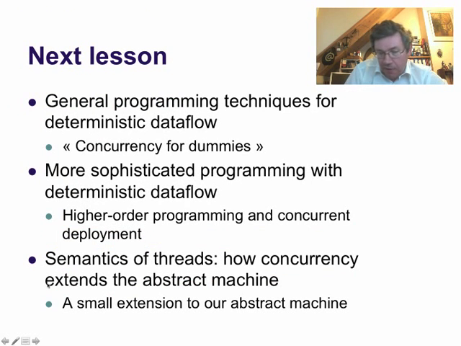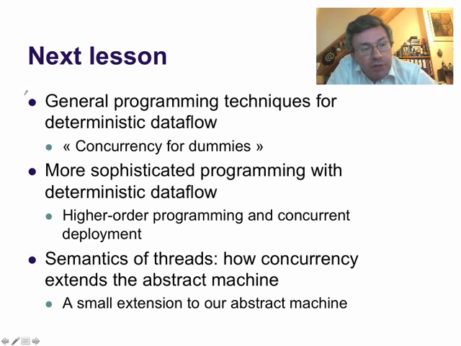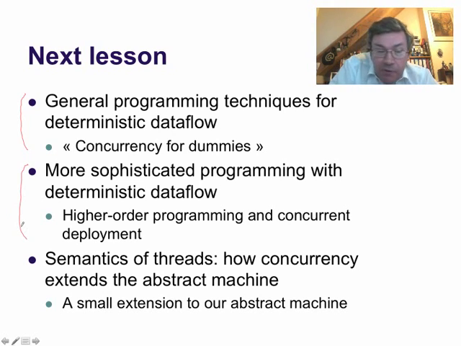That's what I think. In the next lesson, we will also talk about deterministic data flow. In fact, I'm going to give more information. First, some general programming techniques, what I call concurrency for dummies. Also, some more sophisticated examples using higher order programming and using nice techniques like concurrent deployment. And finally, I will really give the semantics. I will show how concurrency extends the abstract machine. And this is not just the deterministic data flow, but all forms of concurrency. And in fact, the extension is very small. So concurrency is actually a very simple thing semantically.